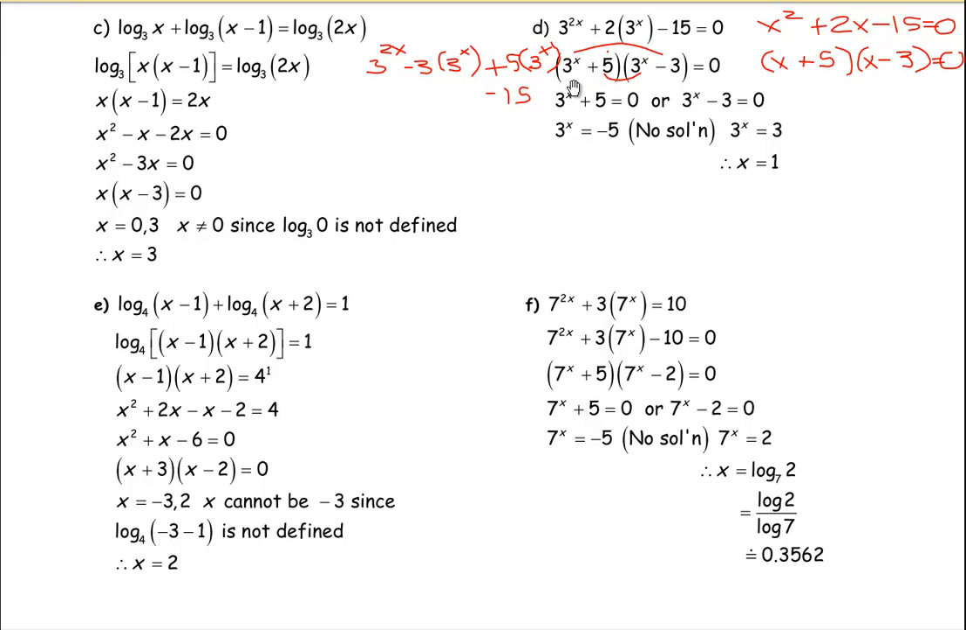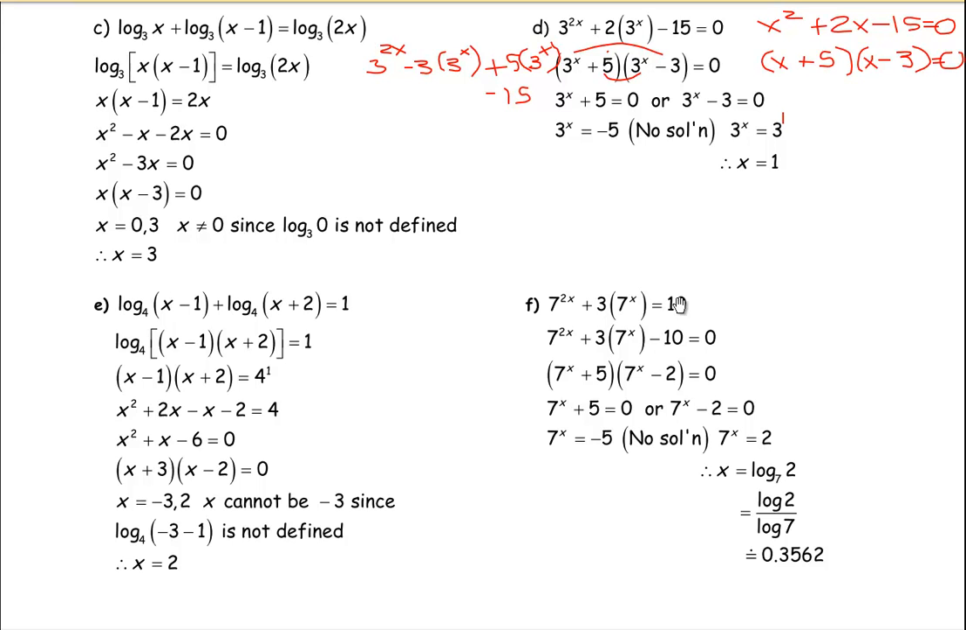Now you set each factor to 0, so 3 to the x plus 5 equals 0, and 3 to the x minus 3 equals 0. When you bring the 5 over, you get 3 to the x equals negative 5, which has no solution because you cannot raise any positive base to any exponent and get a negative. So there's no solution from that factor. But this one there is. If we set 3 to the x minus 3 to 0 and bring over the 3, you get 3 to the x equals, well, 3. And there's actually an exponent of 1 here. And so x would have to equal 1. So 1 is the solution to D, only 1.